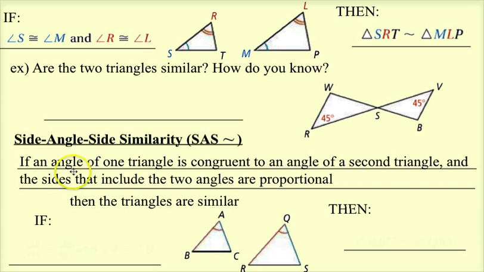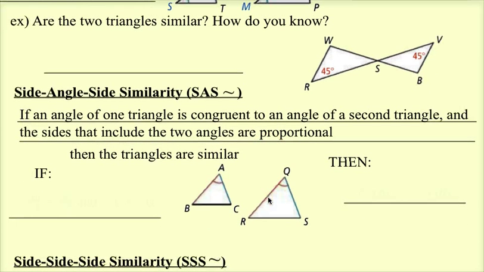Okay, so I'll say that again. If you have an angle of one triangle congruent to an angle of a second triangle, so the angle is congruent, and the sides that include the two angles are proportional. So the angle in the middle is congruent and the sides on either side, they're not congruent, they're just proportional, then that's enough to say that my triangles are similar.